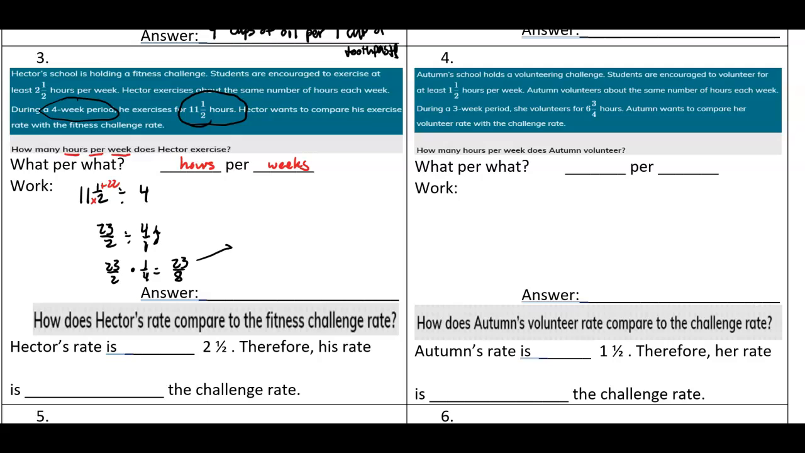This is an improper fraction, so you want to convert that obviously to a mixed number. 8 goes into 23 2 times without going over. That's 16 with 7 left over. So he exercises for 2 7/8 hours per week. And now you want to compare that. How does his rate compare to the fitness challenge rate? Well, 2 7/8 hours is greater than 2.5 hours, which was what the challenge was back up in this problem right there. Therefore, his rate is greater than the challenge rate. So he's doing a good job. Pause the video and do number 4.